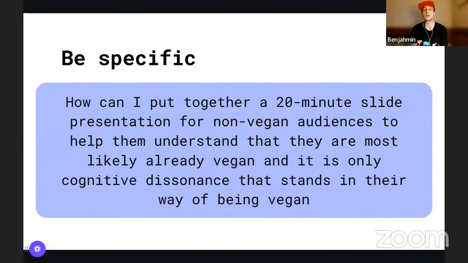Here's another example. Be specific. How can I put together a 20-minute... A lot of times if you put in specific numbers, like write me a script for a 3-minute video or 20-minute slide presentation, it will really come back scene by scene or frame by frame with the breakdown for you. So that can be really helpful.